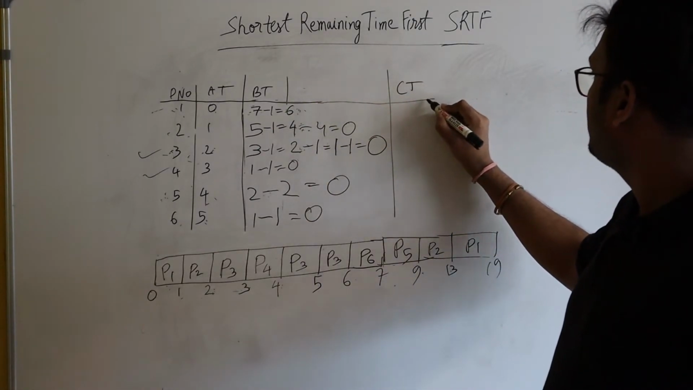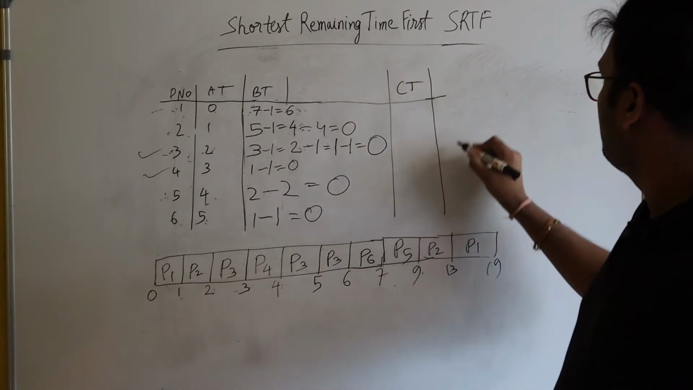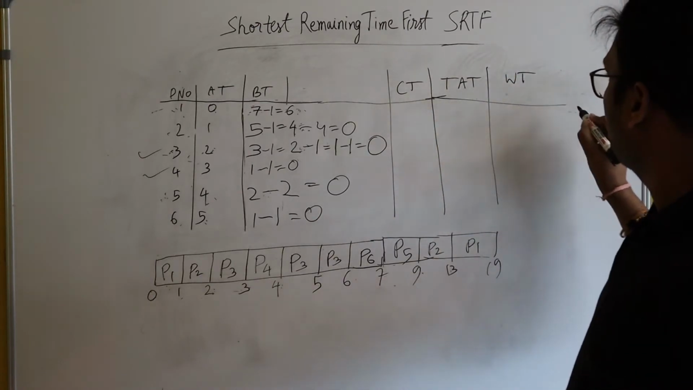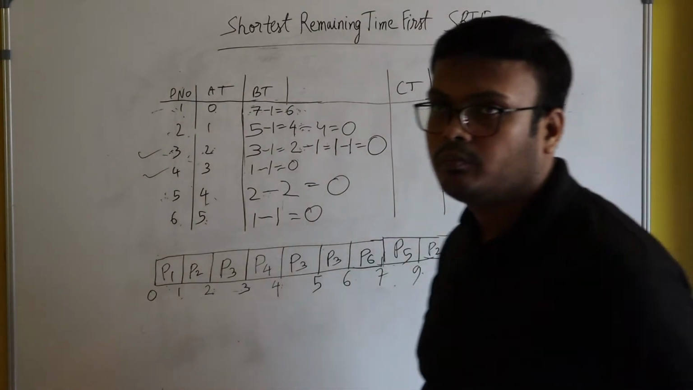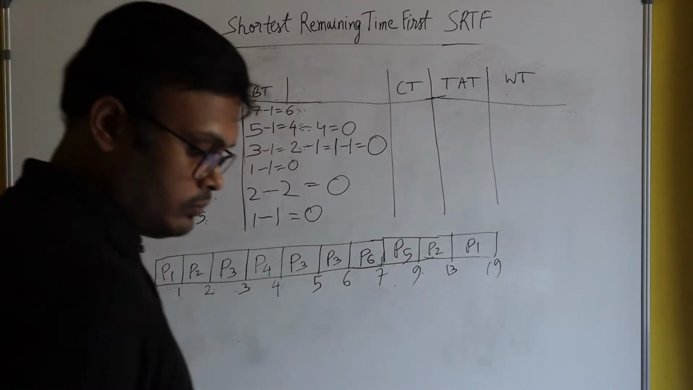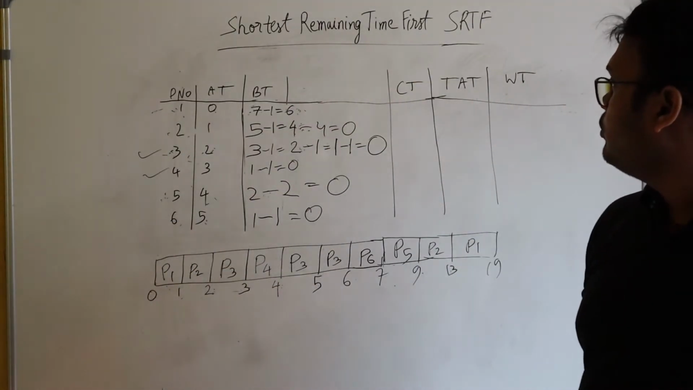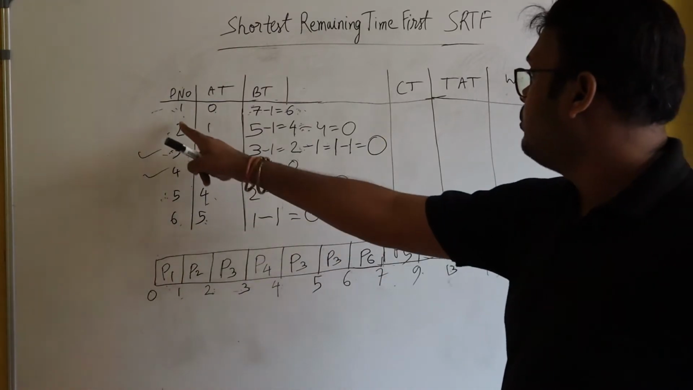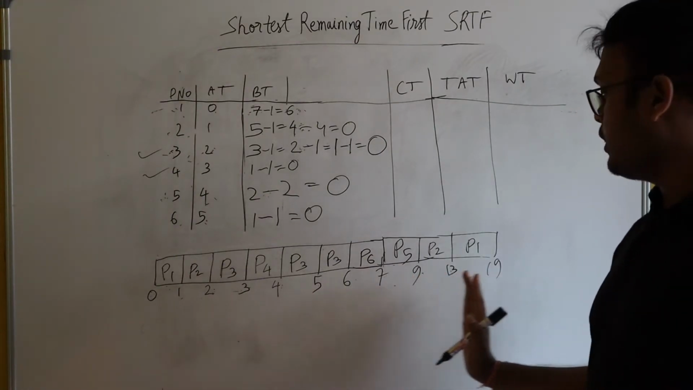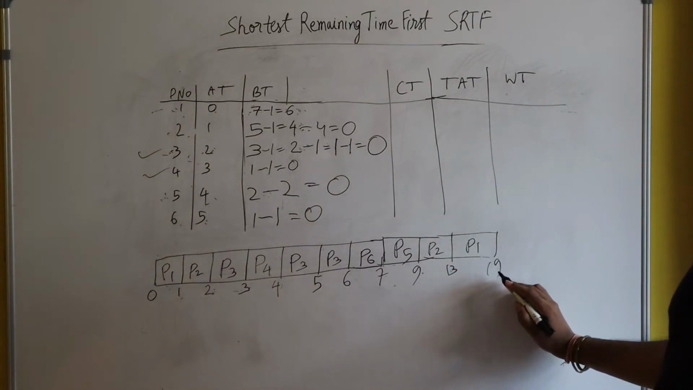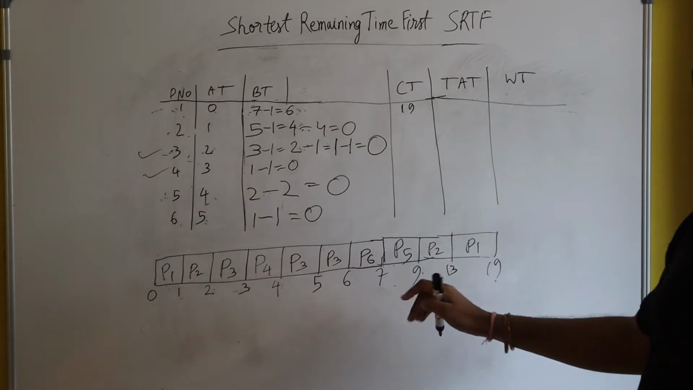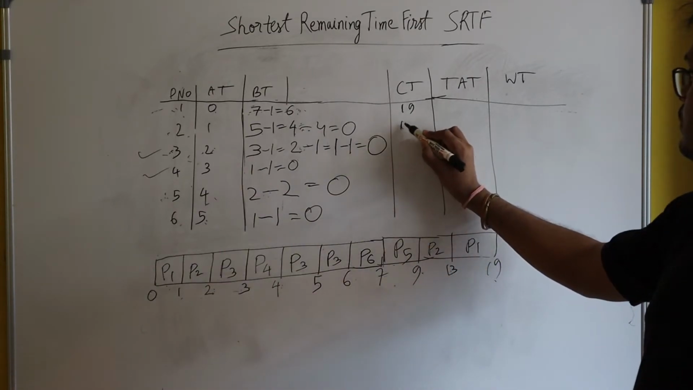First write here completion time. Then we will calculate turnaround time, then we will calculate waiting time. So you see, what is the completion time of process P1? Start from the very right side. The completion time of P1 is 19 seconds. Completion time of P2 is 13 seconds.